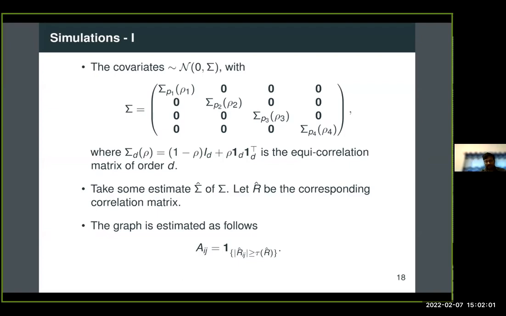You can take any off-the-shelf estimator of sigma and take the corresponding correlation matrix, and you will obtain the graph by thresholding this sample correlation matrix. Okay, so this is one way you can estimate a graph when no explicit graph is given.